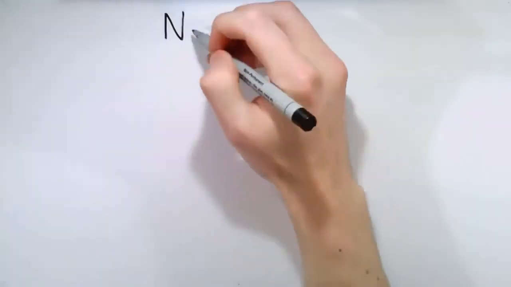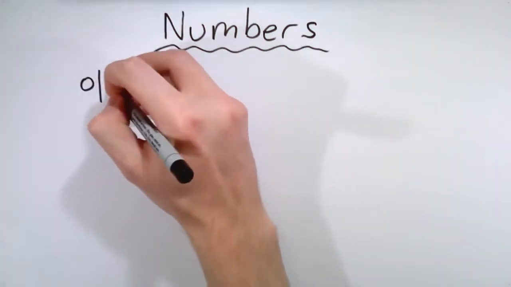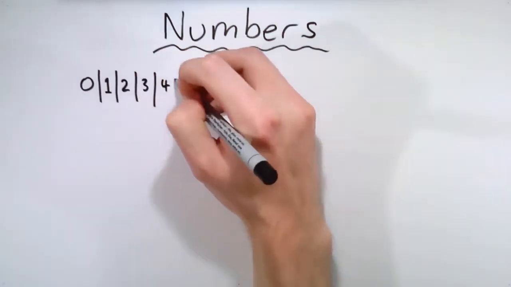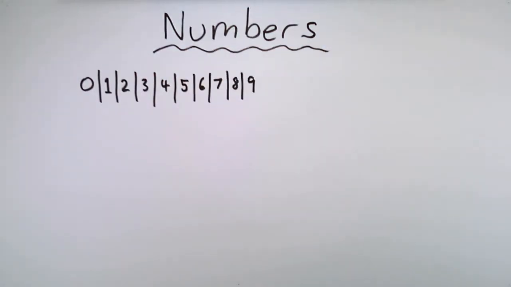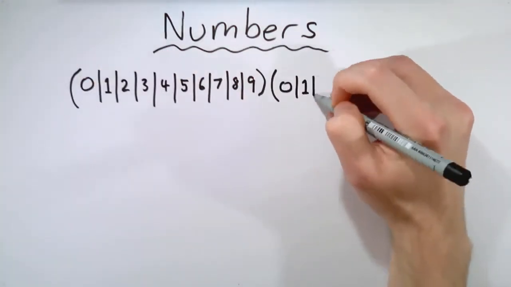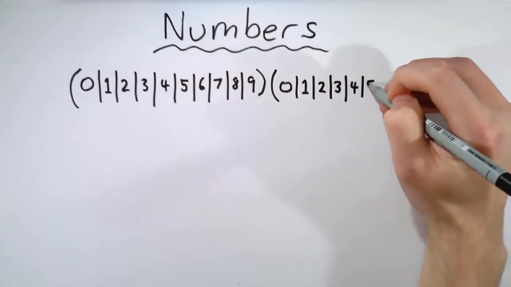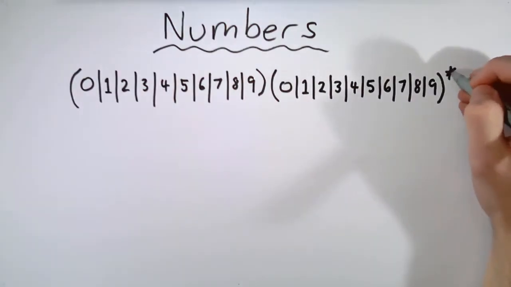Let's say we want to match every number in a text. Numbers are made up of 1 or more digits concatenated together. Using our basic regex symbols, that would be any digit, 0 or 1 or 2 or 3 or 4 or 5 or 6 or 7 or 8 or 9, concatenated with 0 or more of any digit, 0 or 1 or 2 or 3 or 4 or 5 or 6 or 7 or 8 or 9, star.